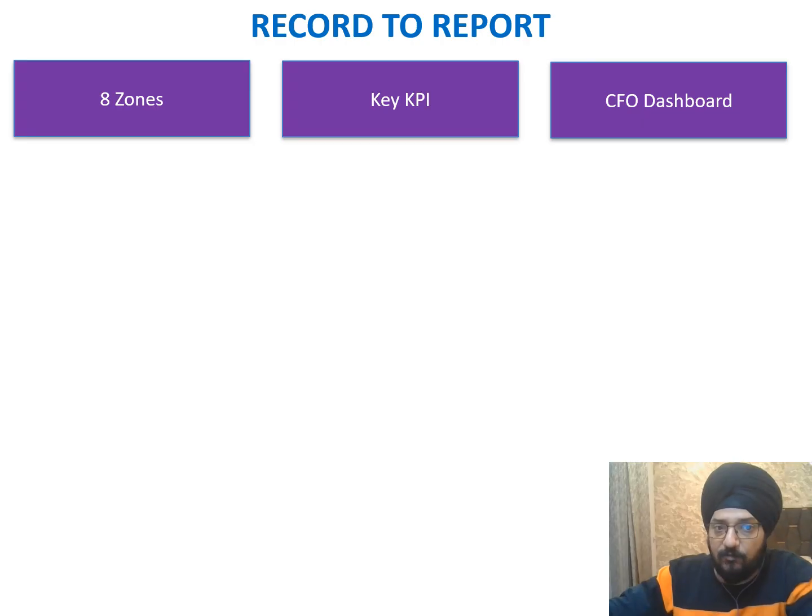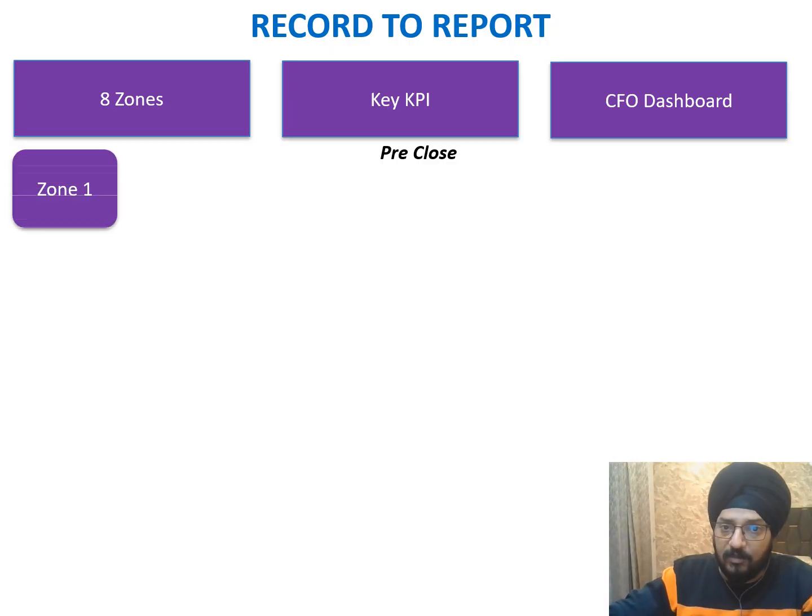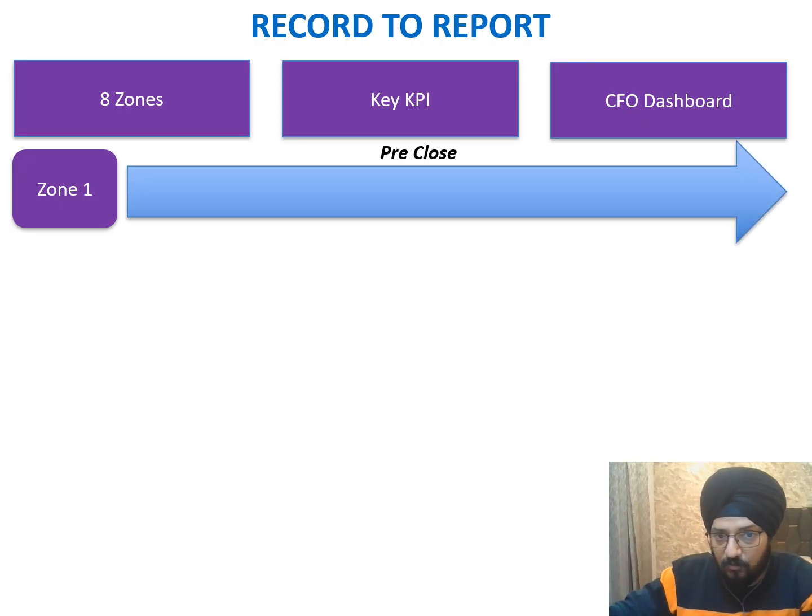Okay, now we'll just move to the first zone. Instead of naming each of these zones, we have bifurcated the entire R2R process into zones based on the key activities that we need to perform in R2R. So let's just start and see how they are categorized here. We are saying there is zone 1, which is the pre-close zone. Now what is this pre-close zone?